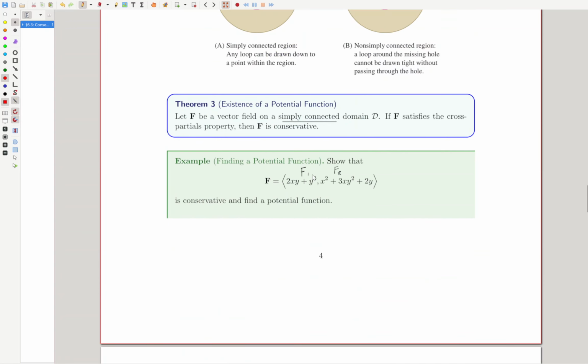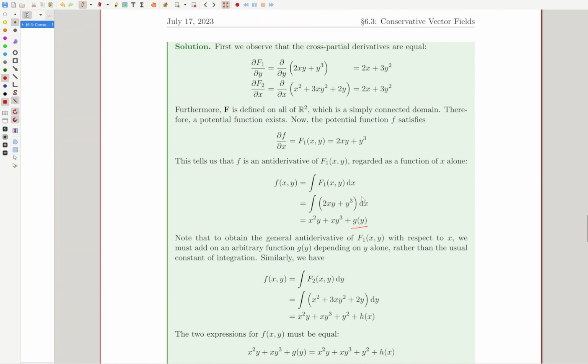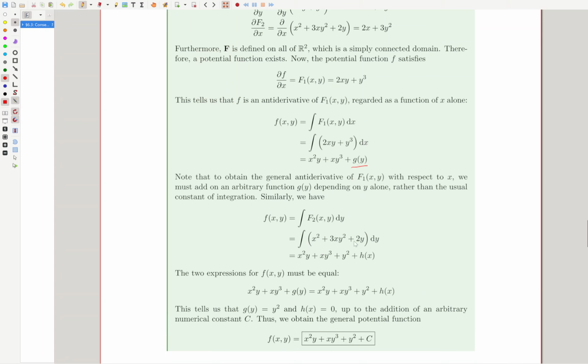So that was us taking the x integral of f1. Next, we take the y integral of f2, because that's the other thing that needs to be satisfied. This needs to come from the y derivative of little f. So we take the y integral of f2, and when we do that, we get this. Again, we have a constant of integration, which is actually a function rather than just a number.